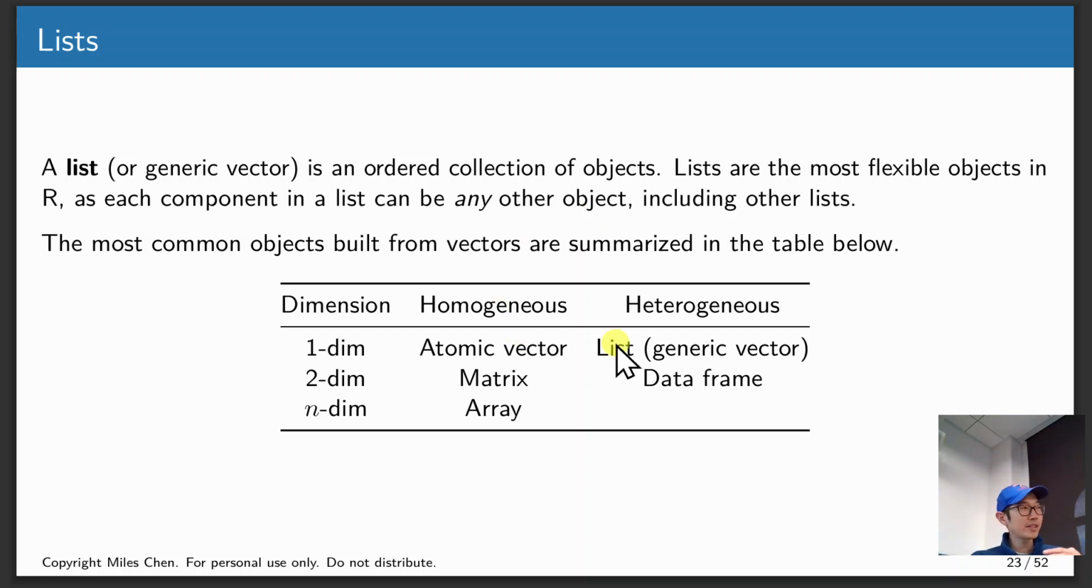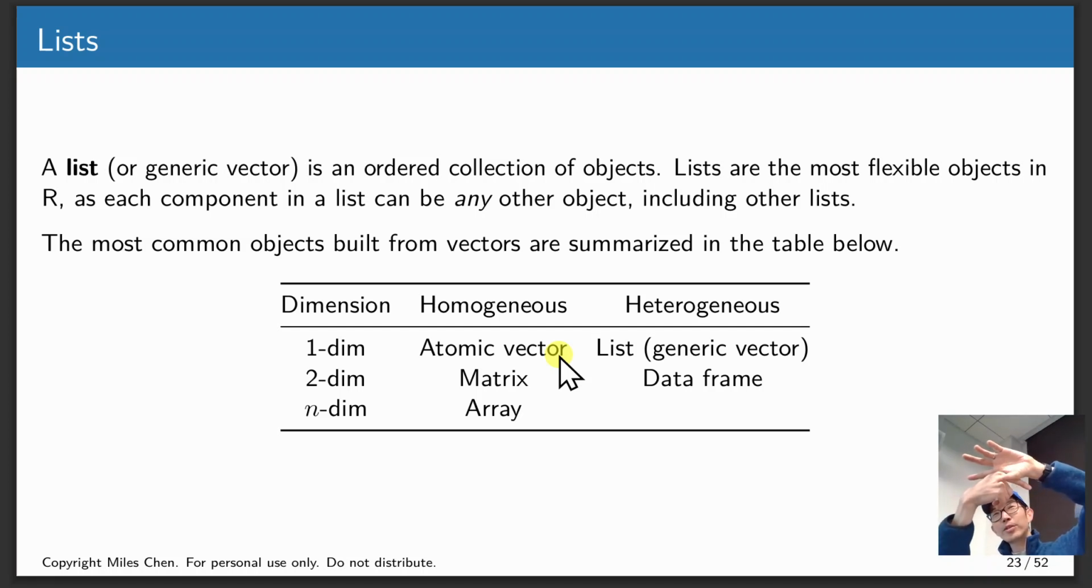Lists are, again, another one-dimensional structure, okay? And they are super flexible because a component within the list can be any R object, including other lists, functions, matrices, whatever you want in there, okay? And so that's the list, okay?